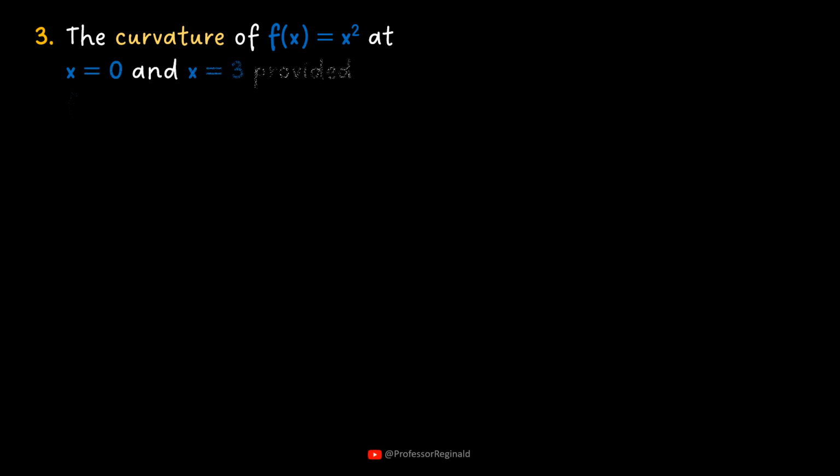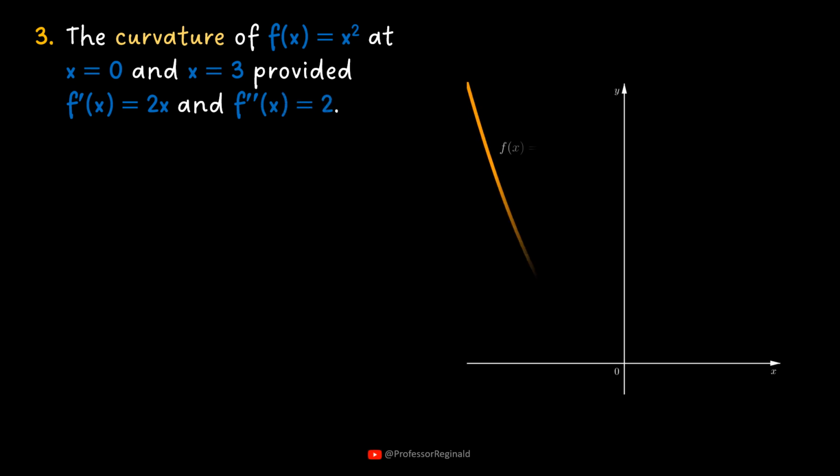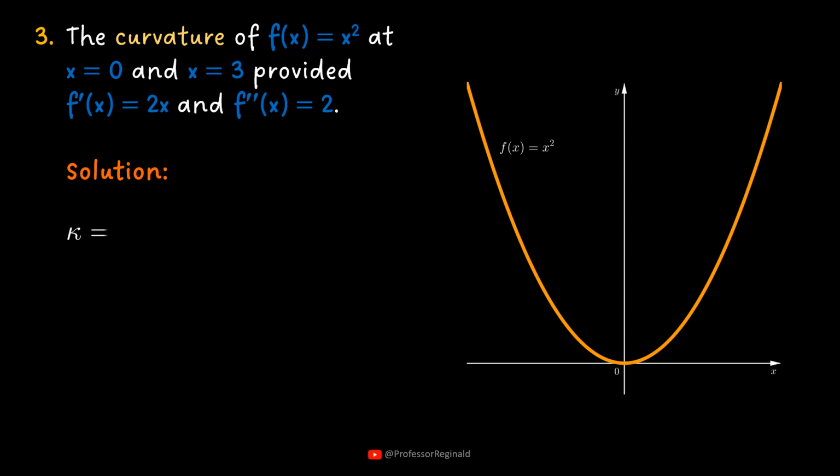Number 3. The curvature of f of x equals x squared at x equals 0 and x equals 3, provided f prime of x equals 2x and f double prime of x equals 2. Solution. The curvature is given by... substitute the first derivative and second derivative of f.